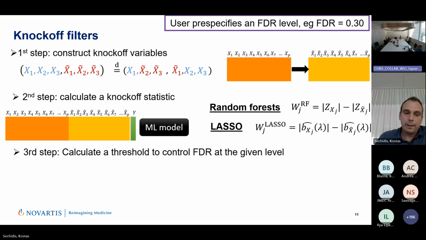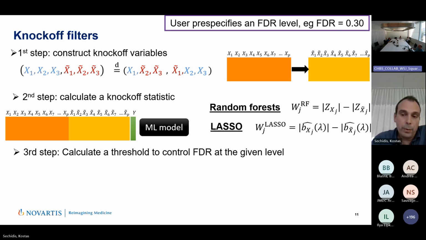And then we go to the third step, in which we calculate a threshold to control the false discovery rate. And I need to emphasize here that before running this analysis, the user has pre-specified a level of false discovery rate that he wants to have in the selection. So in this example, let's say the user wants 30%.